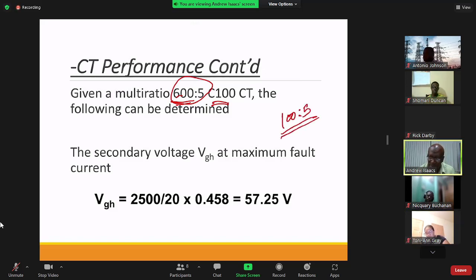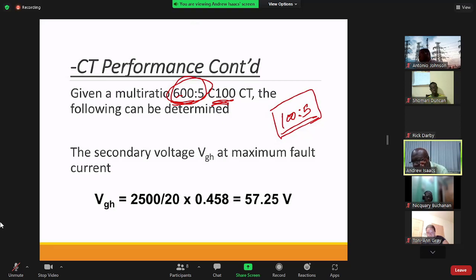So if it is at 600 to 5, remember how we defined the Class C CT. We said that the number there, the 100, is the maximum voltage it can produce when 20 times the rated current is passing through it. So the 100 here is telling me that at 600 to 5, the maximum voltage is 100. So if I am using the 100 to 5 tap, what would be the maximum voltage it can produce? Let me go again. The definition of a C100 is that it can produce 100 volts when 20 times the rated current is passing through it.